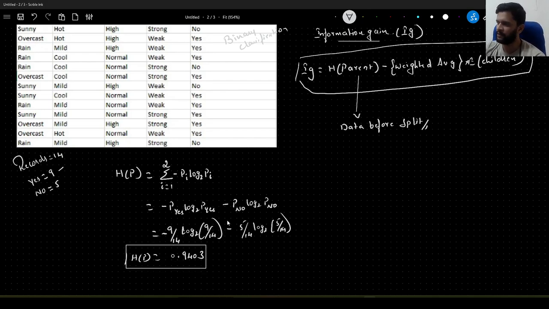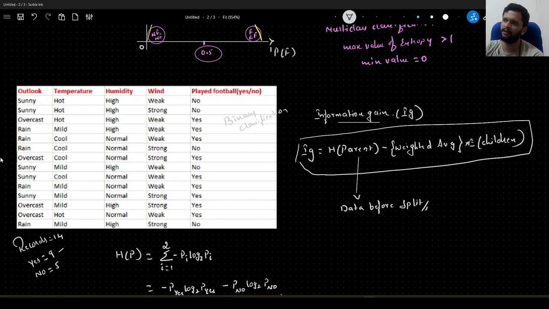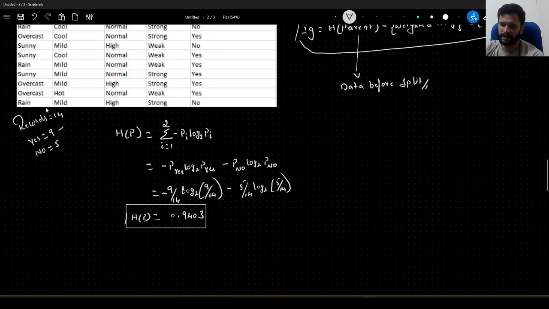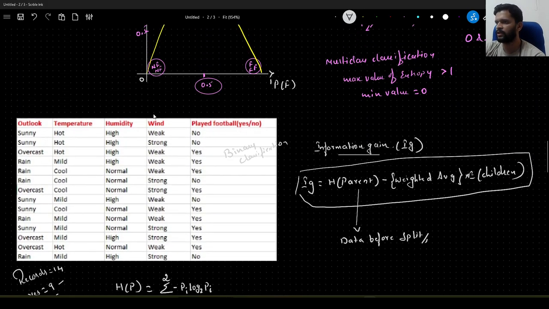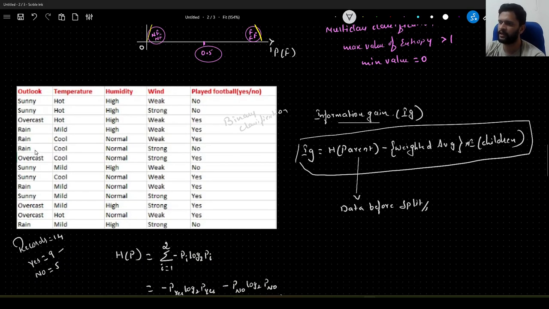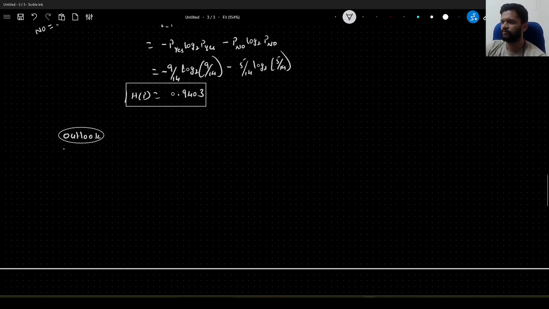Now, as I told you in my first video on decision tree, we will split the data by selecting the features, right? In this case, we have 1, 2, 3, 4 features, correct? The first feature is outlook. So let's try to split this particular data using the first feature, that is outlook. I am now splitting the data at the feature outlook. This outlook has how many values? Sunny, overcast and rain.